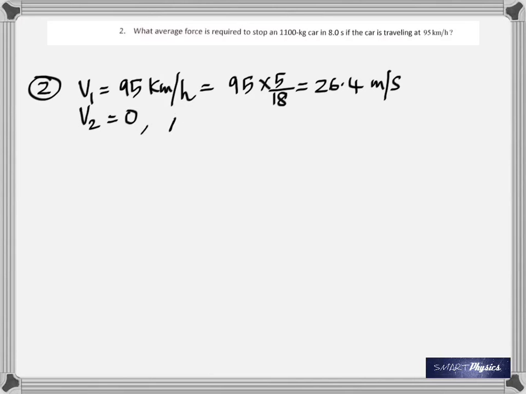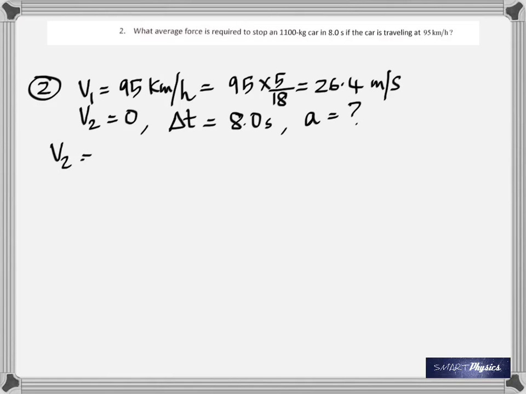Okay. Delta t, or t, 8 seconds, 8.0 seconds given. So now you know you could find the acceleration. And if you could find the acceleration, then you could calculate the force. Straightforward question, isn't it? Force is mass times acceleration.